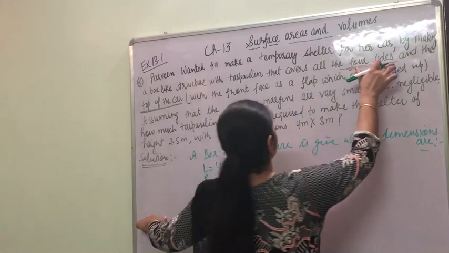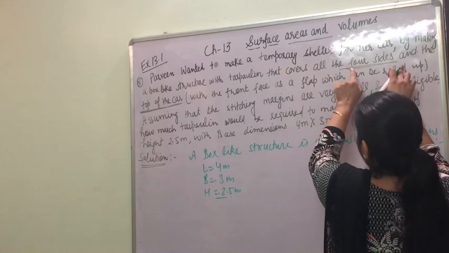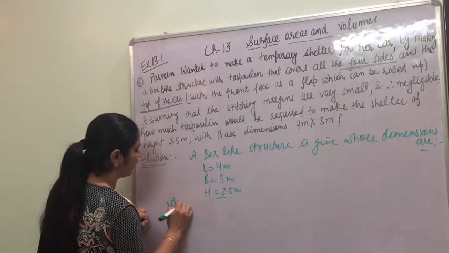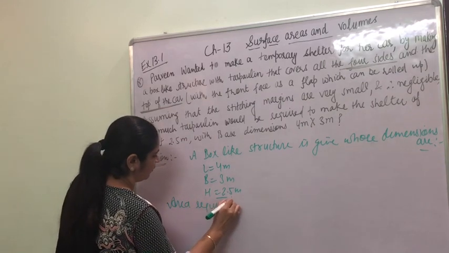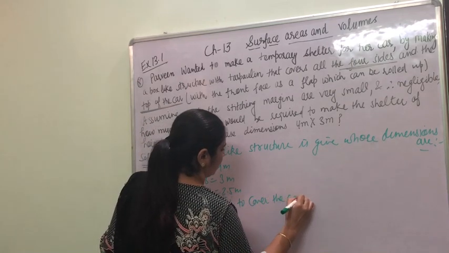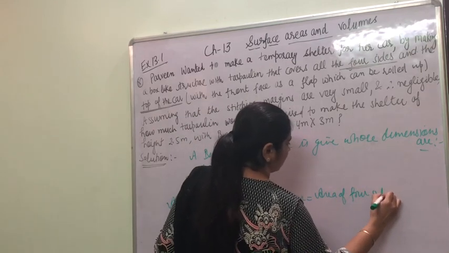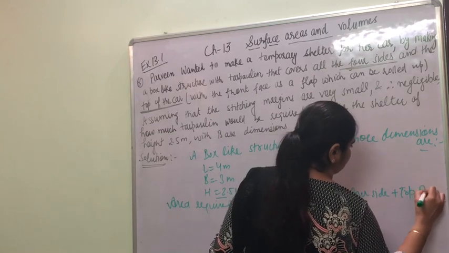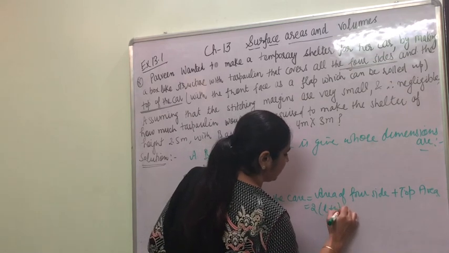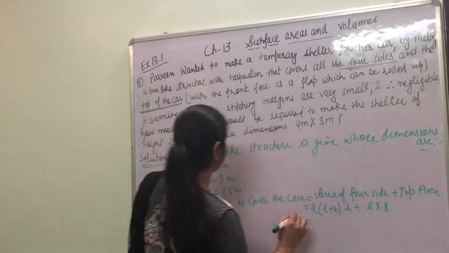This line is important in this question. We have to cover the car with this cloth. We have to take 4 sides and the top. So the area required to cover the car is equal to area of the 4 sides plus top area. 4 sides means lateral surface area, twice of (L plus B) into H, plus base area L into B. Now we will substitute the values.